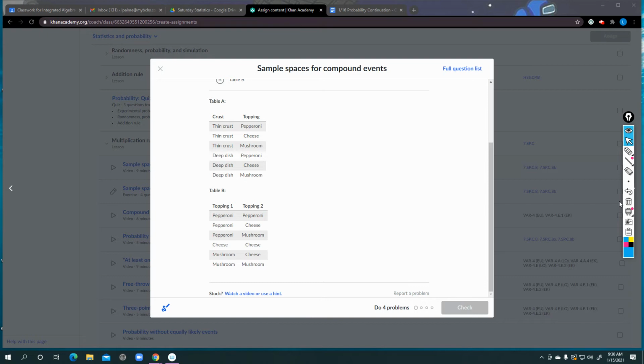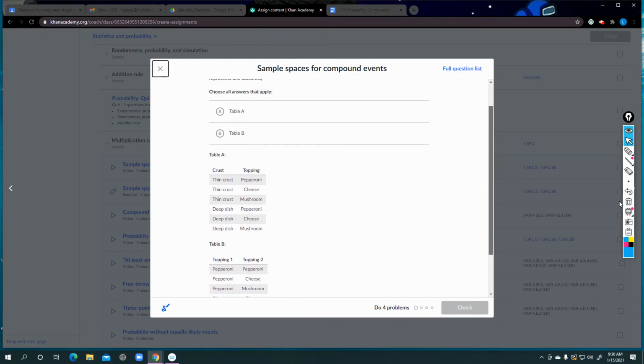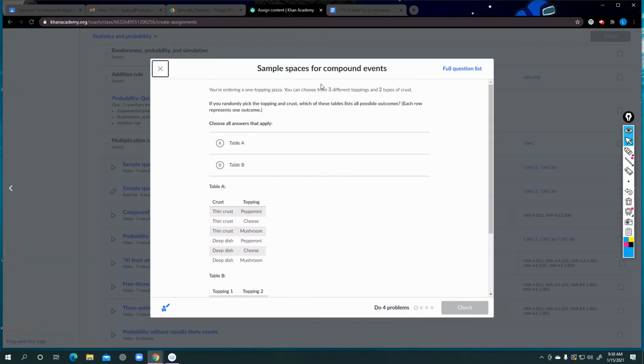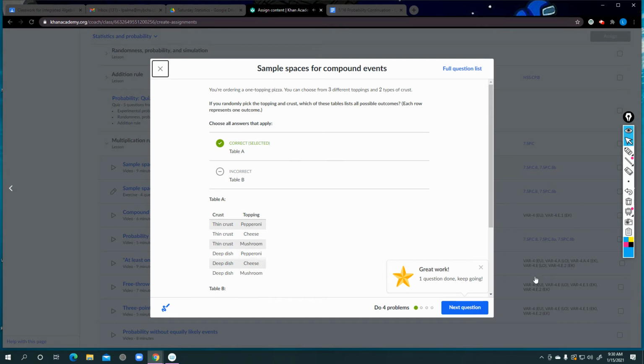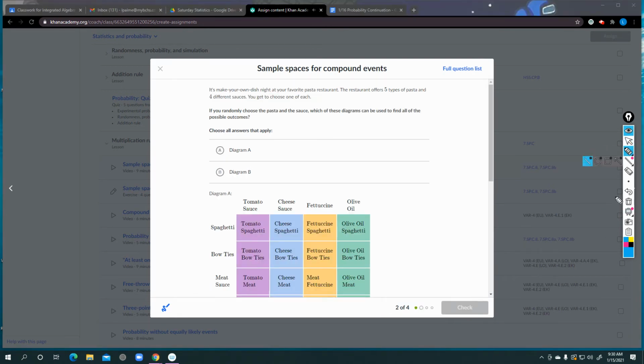So remember, a person has to make a choice of a crust out of those 2 types and their choices of 3 toppings. So they have to pick the crust first, then the topping. So table A would represent this compound event. Let's try one more question here.